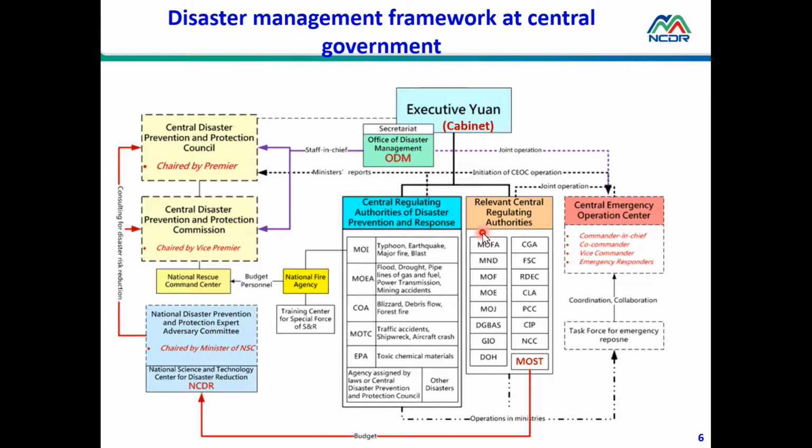And also let me introduce the framework of disaster management in Taiwan, especially at the central government. As I mentioned, my office is the National Science and Technology Center for Disaster Reduction. A similar office like NCDR usually should be under the Ministry of Interior, MOI, or Military Civil Defense. However, my office is under the supervision of MOST. MOST stands for Ministry of Science and Technology. That is a very important connection between disaster management and science and technology.